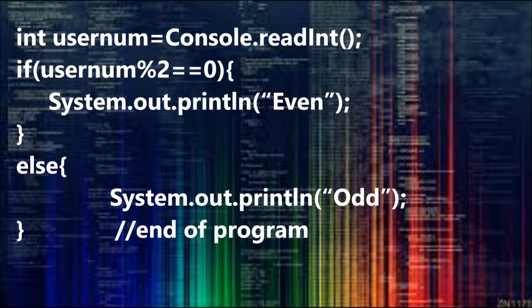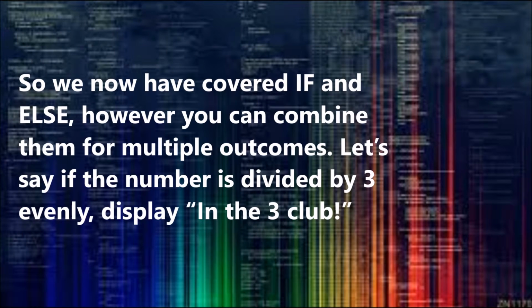So integer user number stores the number that the person enters. If that number mod 2 is equal to 0, therefore is even, even number is printed, else odd number is printed. So we now have covered if and else. However, you can combine them for multiple outcomes. Let's say if the number is divided by 3 evenly, display in the 3 club.